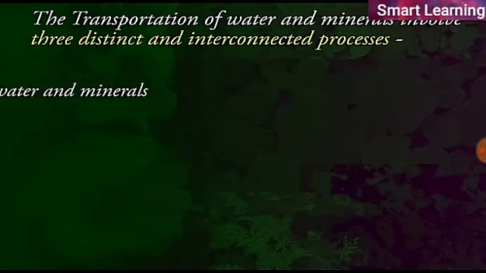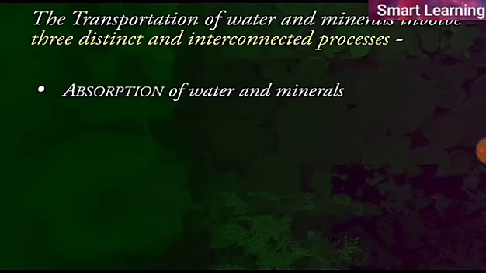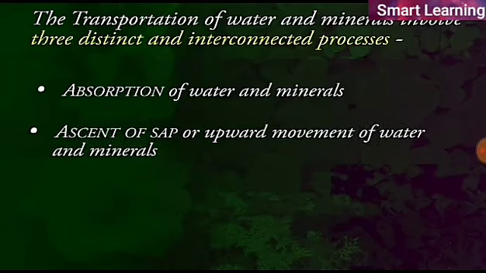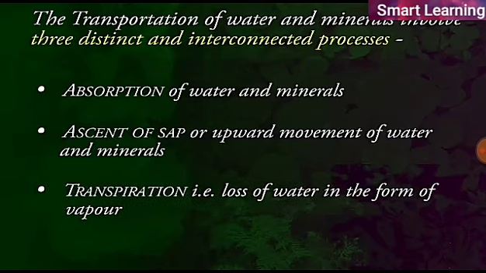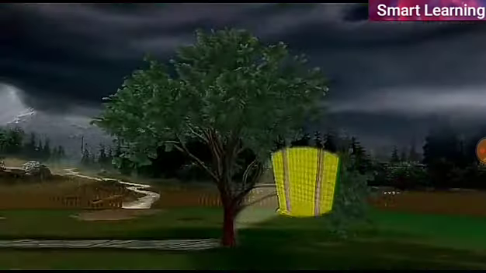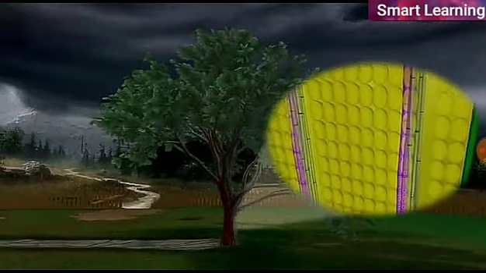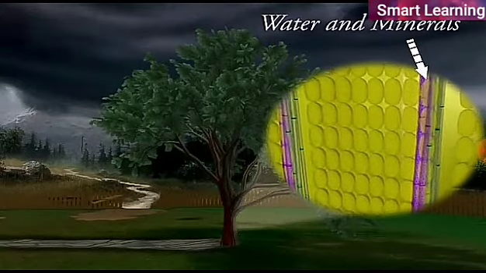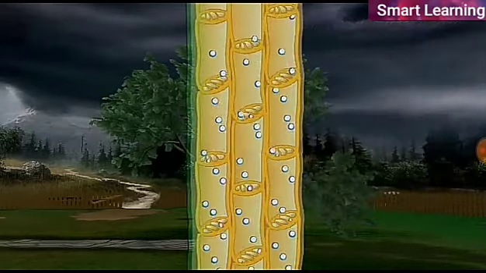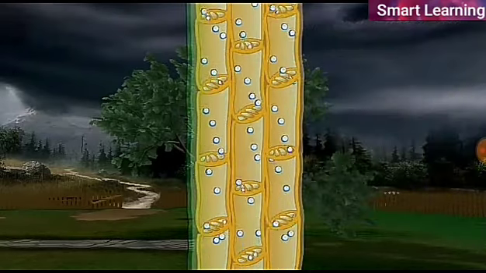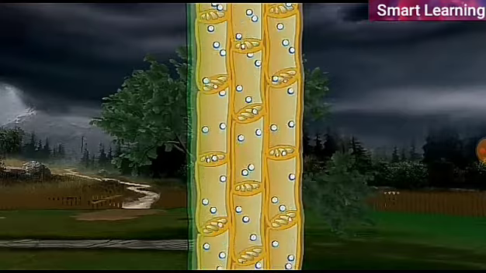1. Absorption of water and minerals. 2. Ascent of sap, or upward movement of water and minerals. 3. Transpiration, that is, loss of water in the form of vapor. In xylem tissue, vessels and tracheids of the roots, stems and leaves are interconnected to form a continuous system of water-conducting channels reaching all parts of the plant.